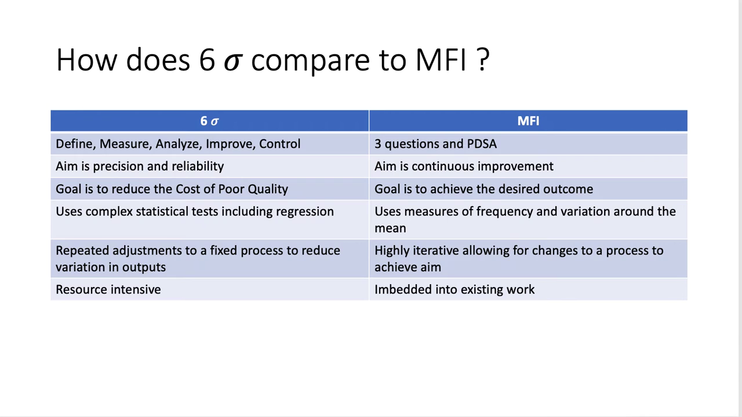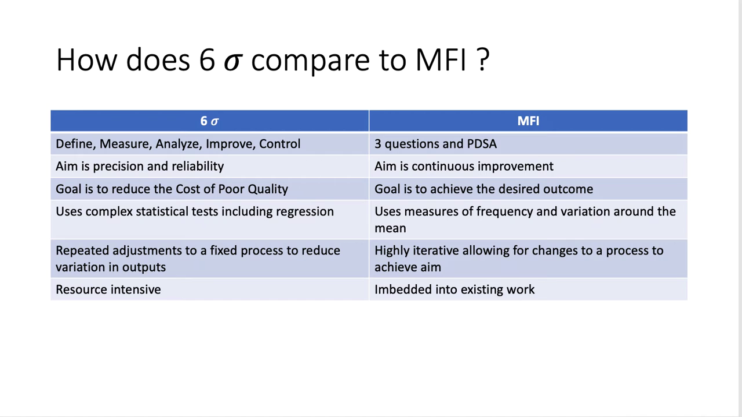Six Sigma uses complex statistical analysis, including lots of regression, to identify key factors that are driving the outcomes. And in quality improvement, it uses measures of frequency and variation around the mean. How do we get that down? It's almost as though in MFI, in quality improvement, it's just a watered down version of Six Sigma, and in fact, that is just what it is.